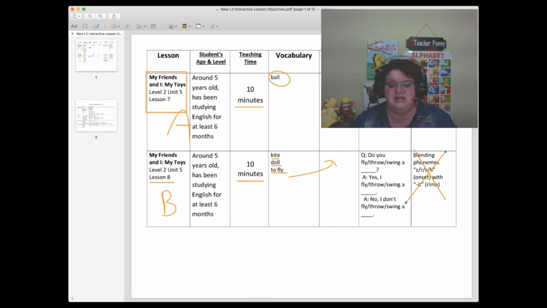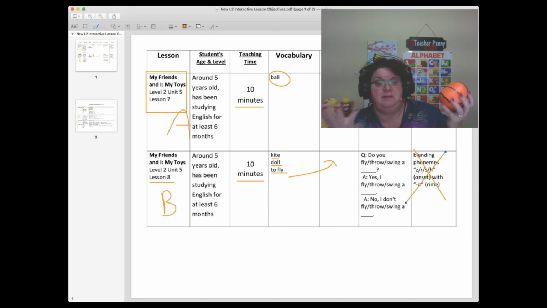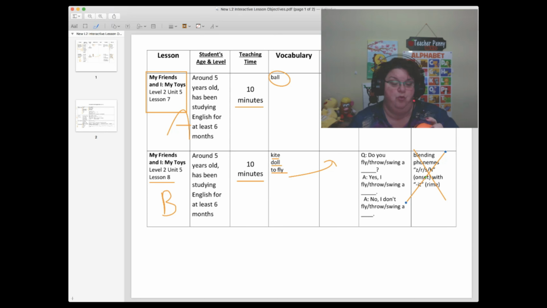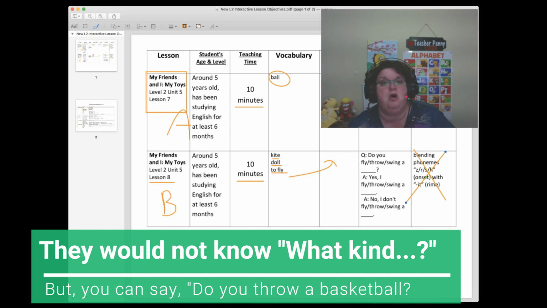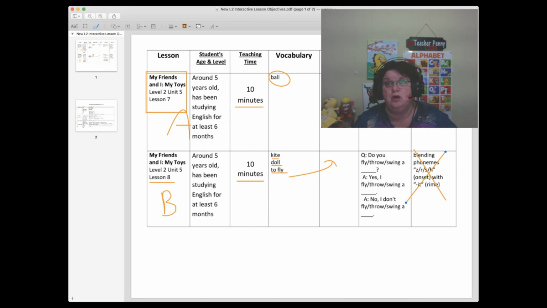If you're trying to ask a question like what kind of ball it is, well, they might know. They might remember that it's a basketball or a soccer ball. They might remember that one, but maybe or maybe not. But when we're doing "I throw a ball," maybe an extension would be "I throw a basketball," maybe "I throw a soccer ball." Since they just had those words in the previous lessons, they can do that.